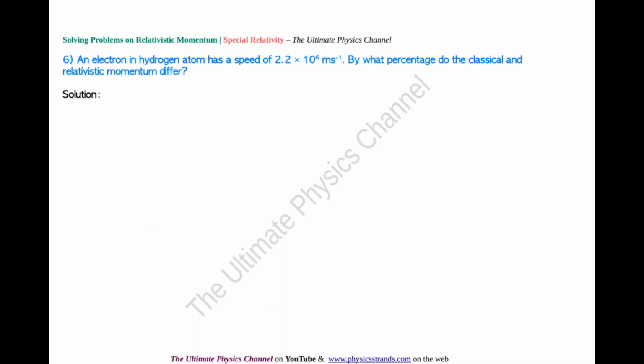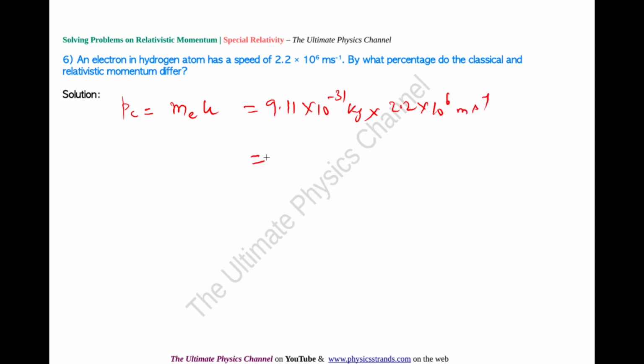Okay, let's move on to the next one. An electron in hydrogen atom has a speed of 2.2 into 10^6 meters per second. By what percentage do the classical and relativistic momentum differ? Okay, so this is for the hydrogen atom. So the classical value for the momentum of that electron is mass of that electron times the speed, mu. The mass of the electron is 9.11 into 10 power minus 31 kg times the speed is given as 2.2 into 10 power 6 meters per second.